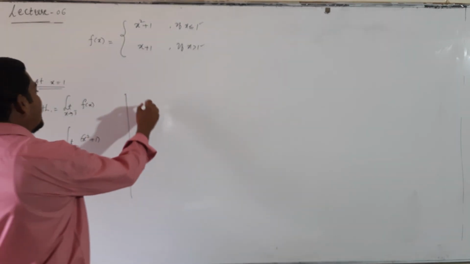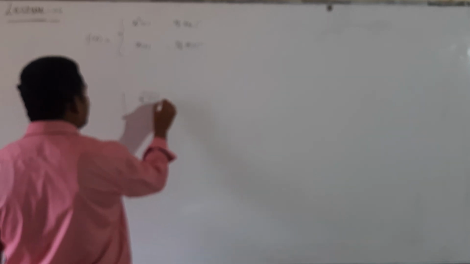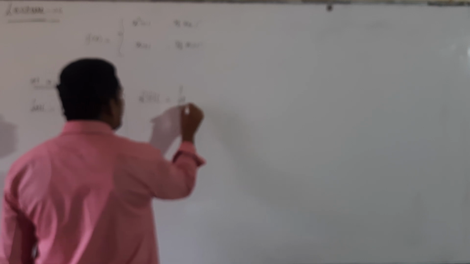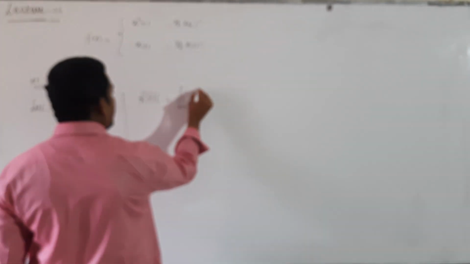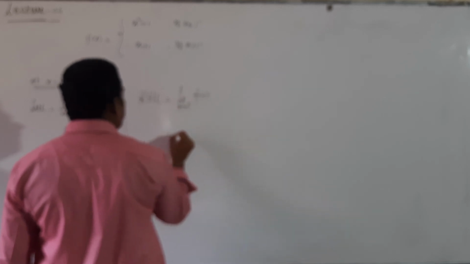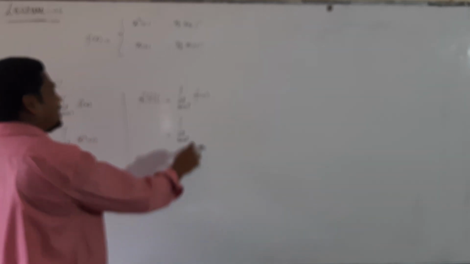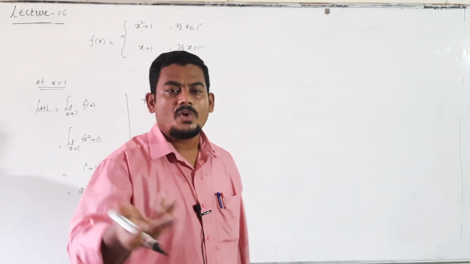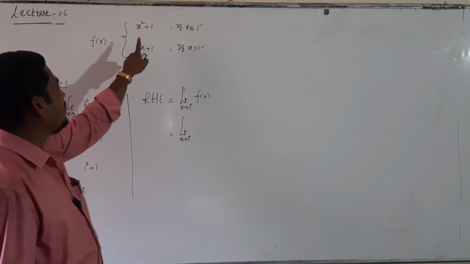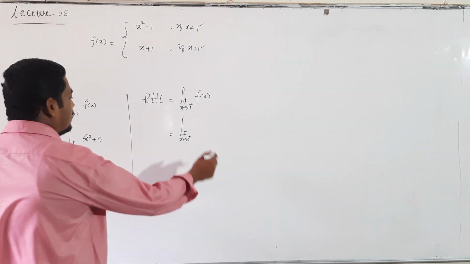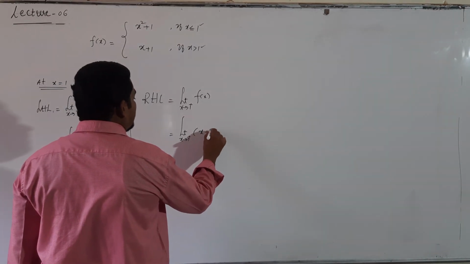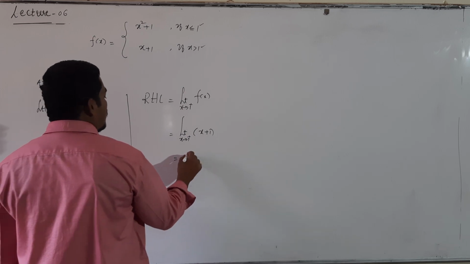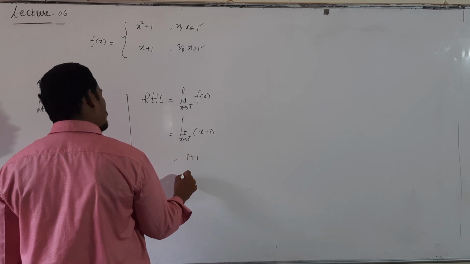Similarly evaluate right hand limit, RHL, that's equal to limit x tending to 1 plus f of x. Extending to 1 plus means x value more than 1. Once x value is more than 1, our f of x is x plus 1, right? Replace f of x as x plus 1. That's equal to 1 plus 1, it will be 2.